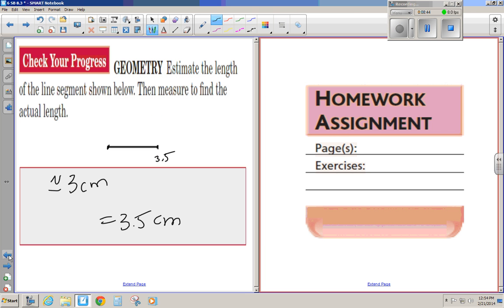Okay, so that's it from the note-taking guides for 8.3. Make sure you do the CYUs, which are problems 1 through 6 on page 434. Good luck.